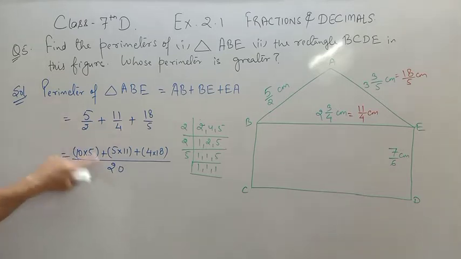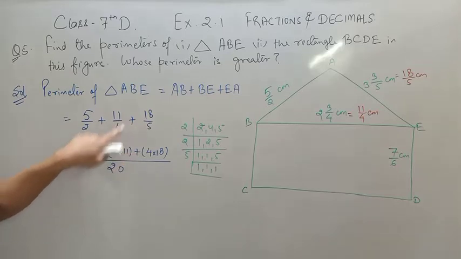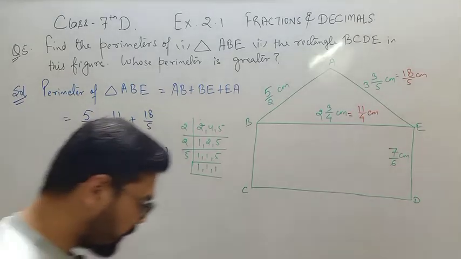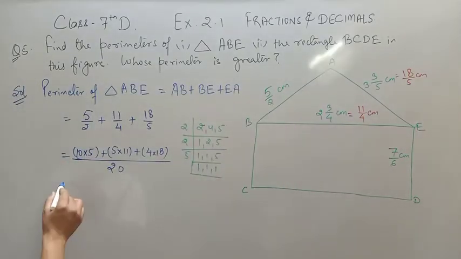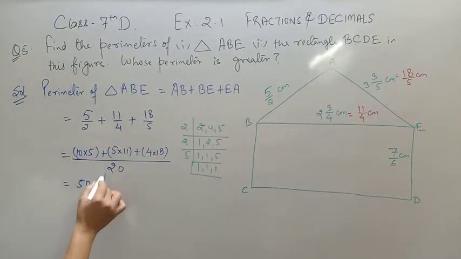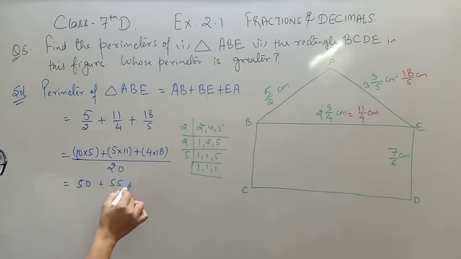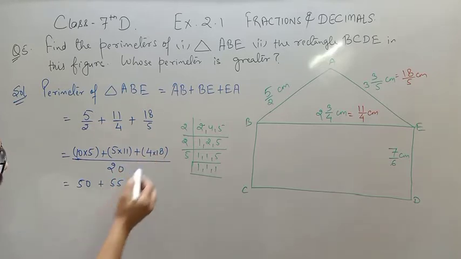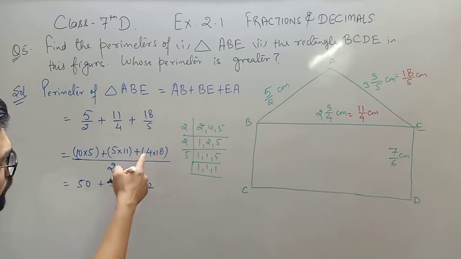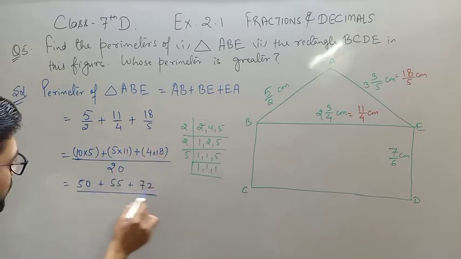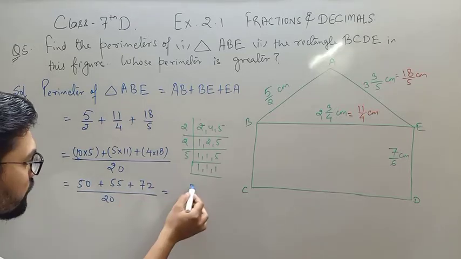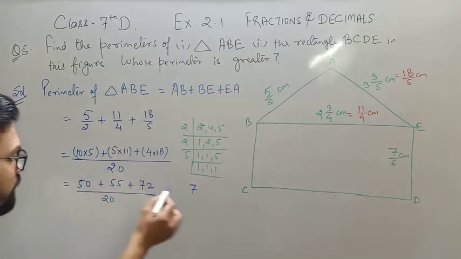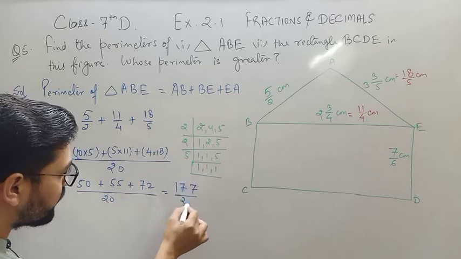So 2 tens are 20, into numerator. 4 fives are 20, into numerator. 5 fours are 20, into numerator. Any doubt in this? Okay. 10 fives are 50 plus 11 fives are 55 plus 18 fours are 72. Adding, we get 177 divided by 20. Now 2 plus 5, 7, 5 plus 5, 10 plus 7, 17 divided by 20.